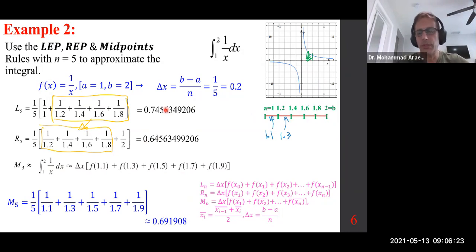The answer is between the two numbers, because one overestimates and one underestimates. And how do you know that? If this was large enough, you could see the rectangles clearly. They are underestimating or overestimating.